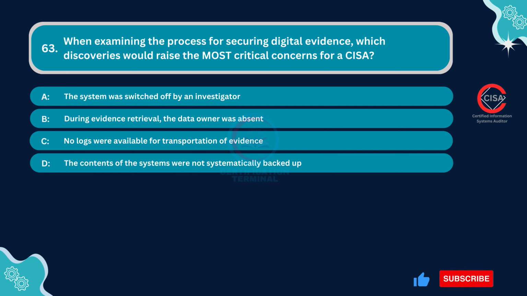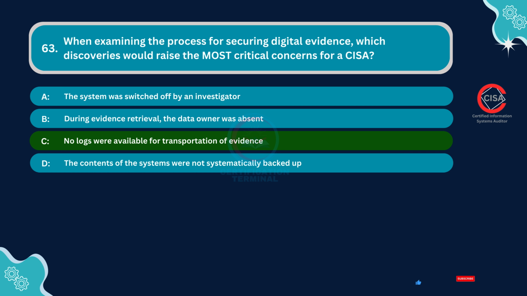The correct answer is Option C, no logs were available for transportation of evidence. This principle is paramount in digital forensics. It establishes a clear and verifiable record of who handled the evidence, when, and where. Without documented transportation logs, the chain of custody is broken. This raises doubts about the evidence's integrity and could lead to its exclusion from court. The lack of documented transportation creates an opportunity for someone to tamper with the evidence during transit. This could involve modifying, replacing, or planting data, compromising the entire investigation.